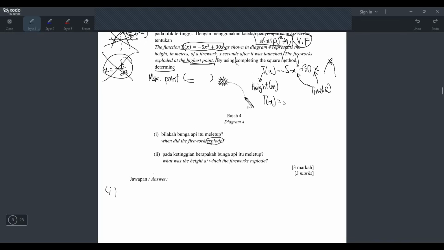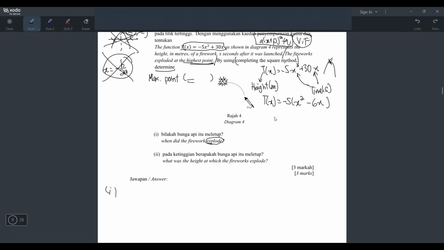So what you have to do is divide by negative 5, which means you have to factorize negative 5, take out negative 5. So what happens when you divide by negative 5? You're left with x squared here. And then 30 divided by negative 5 will just be negative 6x. And the negative 5 you still have to write outside like this.